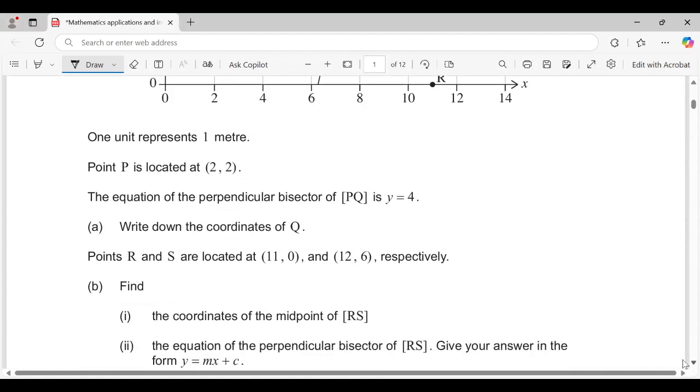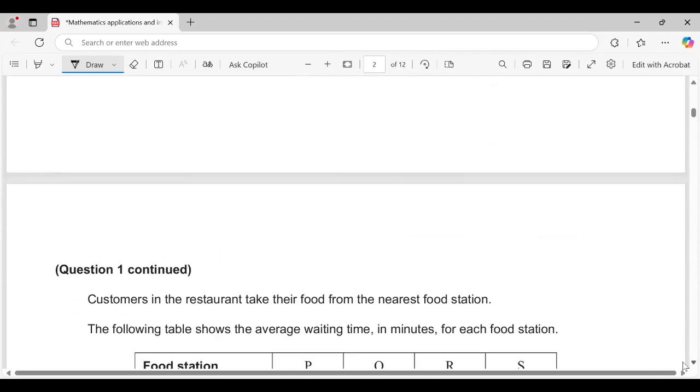One unit represents 1 meter. Point P is located at (2, 2). The equation of the perpendicular bisector of PQ is y equals 4. Write down the coordinates of Q.